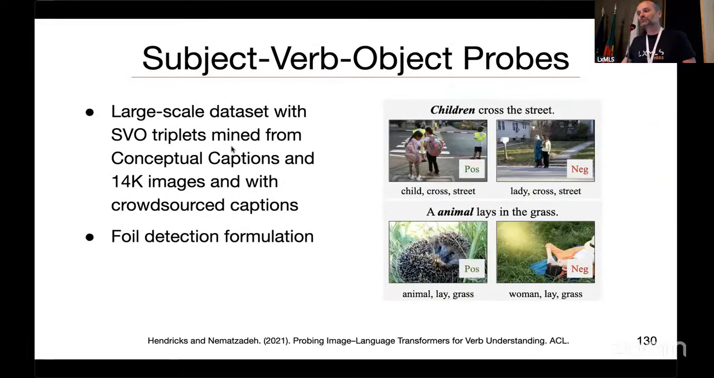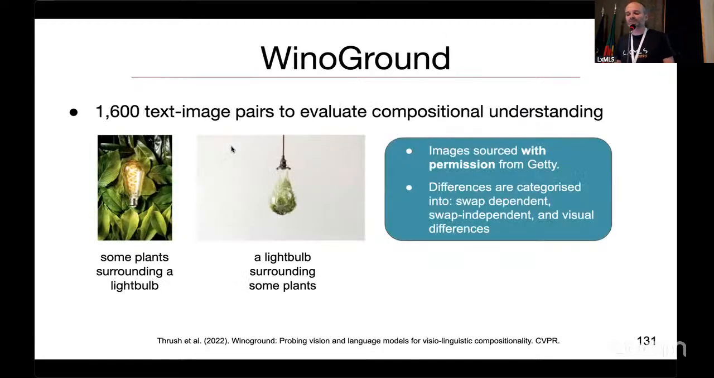Some research from Google tried to investigate something more specifically related to language, but also visual representations of space based on subject-verb-object probes. This is once again through crowdsourcing data and using foils. Foils just keep coming back all the time. And the Winoground dataset was a collection of image text pairs to evaluate compositional understanding, where they had pairs of very near image text and text image examples where the model has to demonstrate some kind of deeper understanding of how these two input modalities relate to each other.